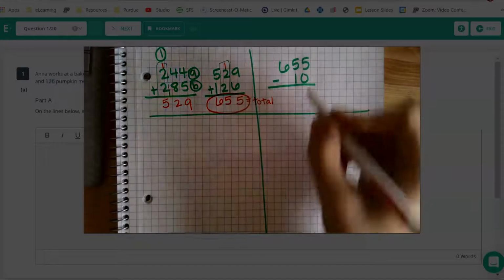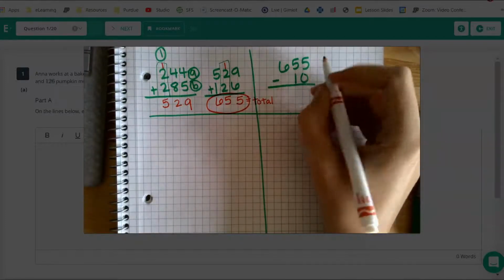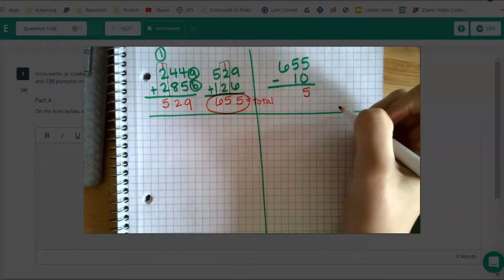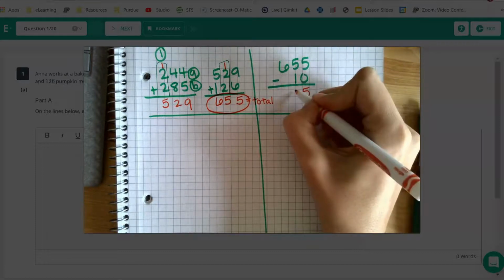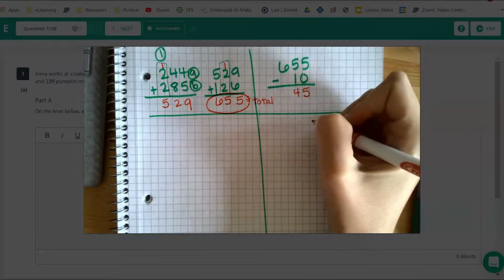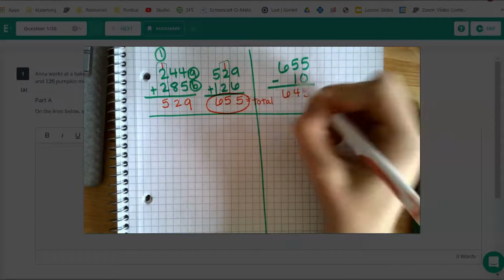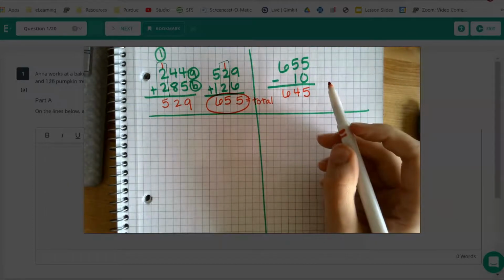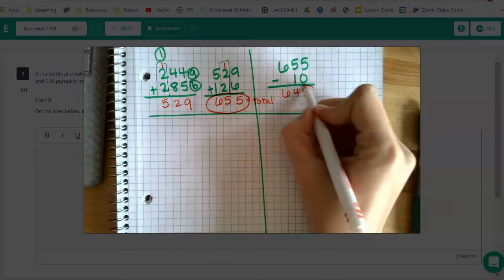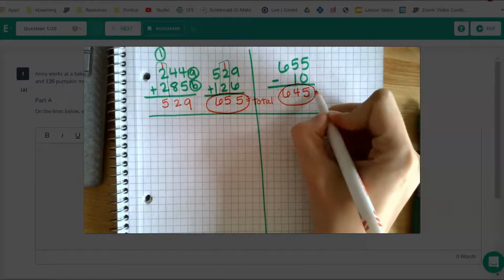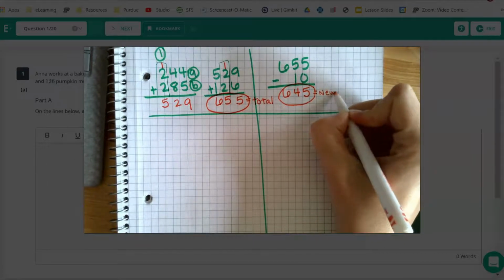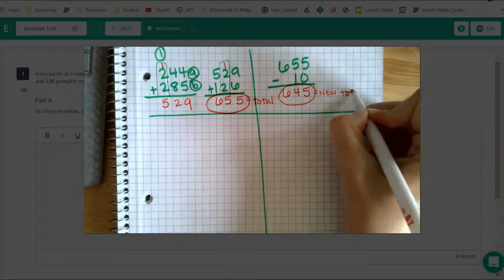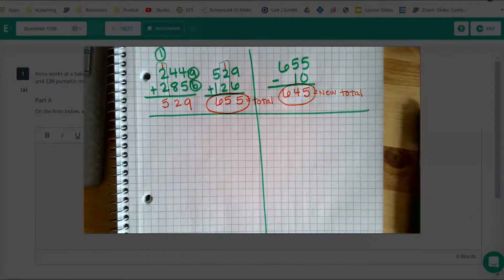5, take away 0 is still 5. 5, take away 1 is 4. 6, take away nothing is 6. I'm going to circle this because this is my new total after I dropped them. Dropped 10. So that's my new total. I might even cross this out because I no longer need that number.